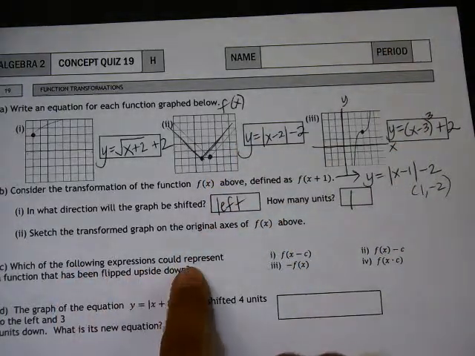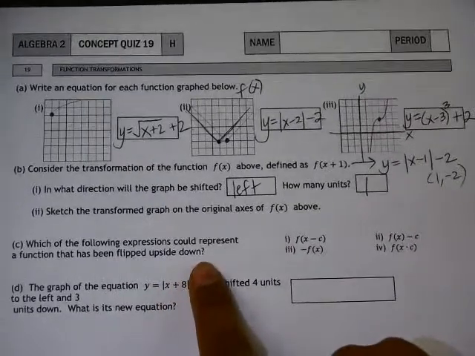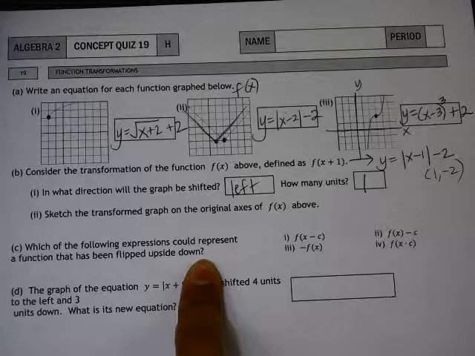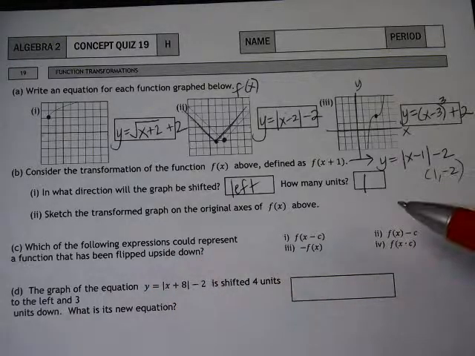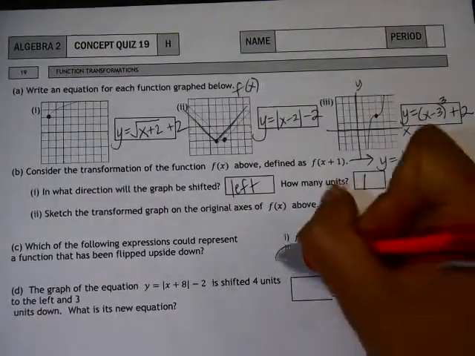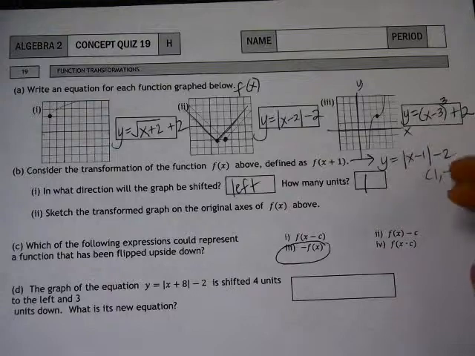Which of the following expressions could represent a function that has been flipped upside down? So you know from your study of parabolas that anytime your a value is a negative number, the graph gets flipped upside down. So in this case, the negative 1 multiplied by f of x would give you a graph flipped upside down.